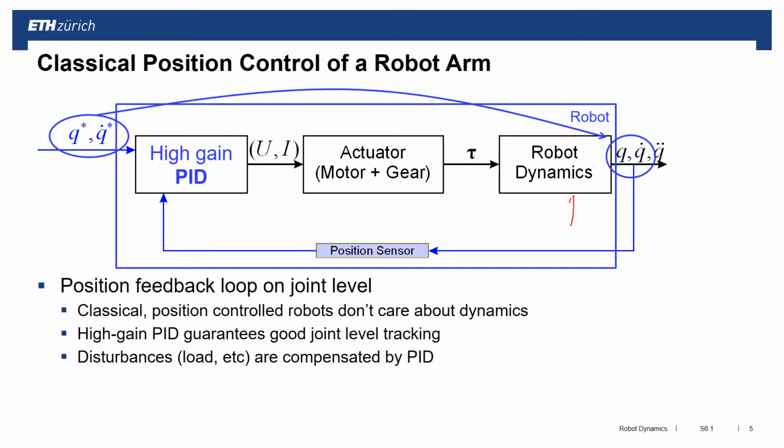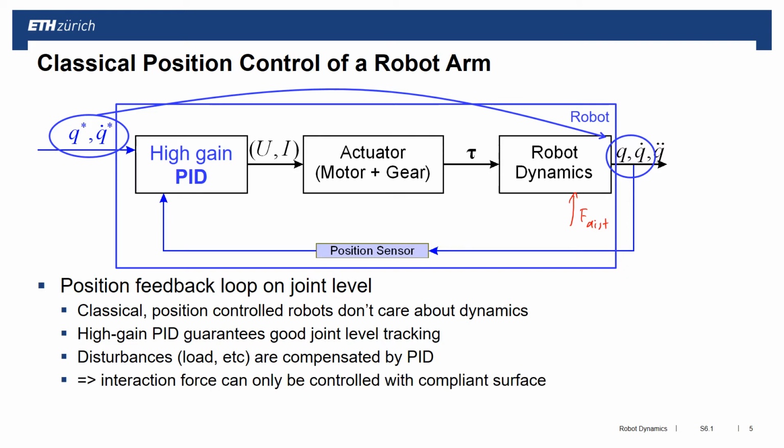So if I have an external disturbance acting on my robot, for example, if I collide with something, this is immediately measured and tracked over the high gain PID loop. In other words, such a robot is not really able to control force. The only ability to control force is if we assume the environment to be compliant.